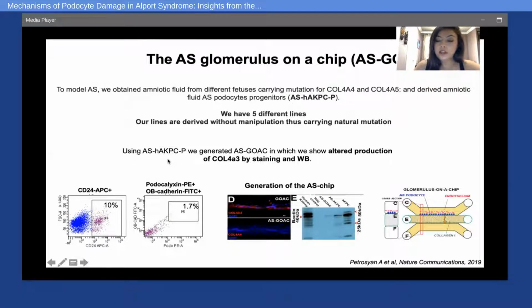And using the Alport podocytes, we generated the chips, and we show that there is indeed an alteration in the production of collagen 4 alpha 3 through Western blotting and staining. We see that collagen 4 alpha 4 in chips that are made from podocytes that are not Alport do indeed deposit collagen 4 alpha 4. However, in Alport chips, we see the absence of this. We also show this through Western blotting, that indeed in the human kidney we see the presence of this, and also in the chips that are in cells that are not Alport. However, in the Alport chip, this particular expression is missing.